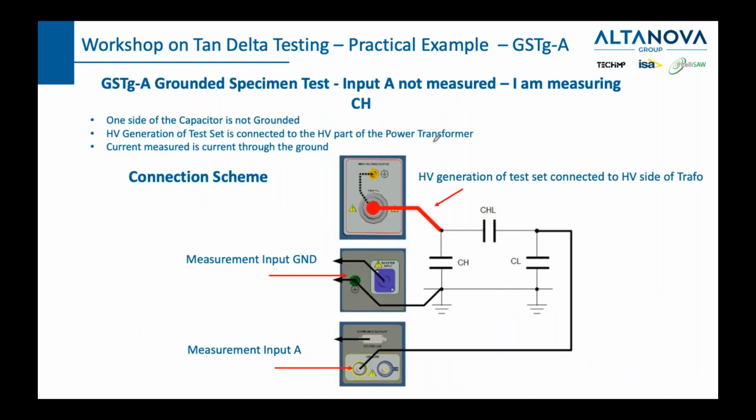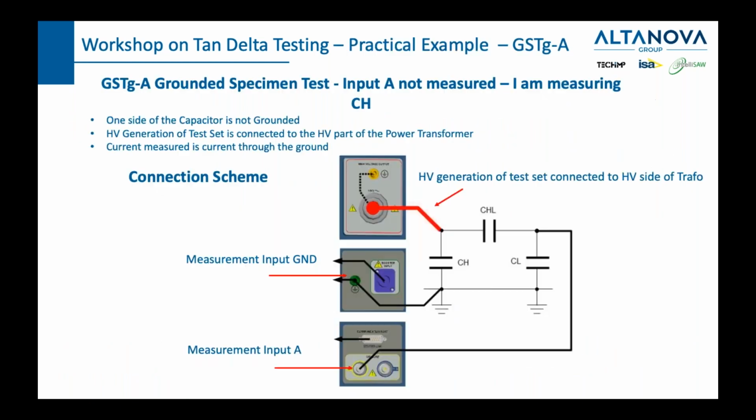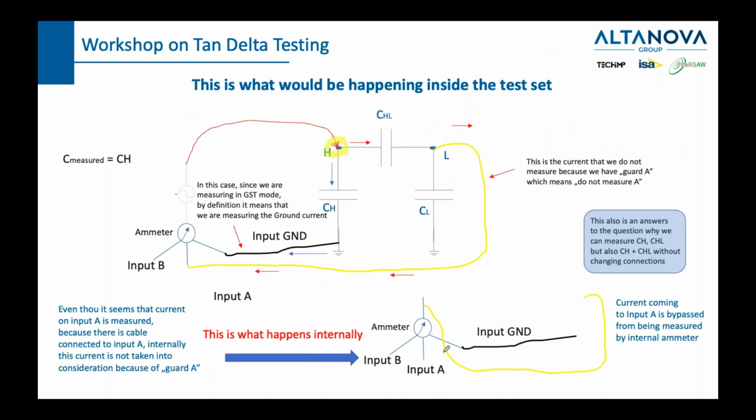If we want to measure CH, we need to use a GSTG method, which means, again, I'm generating 10 kilovolts here, and then again I have a current running through here and a current running through here. A GST method will, by definition, measure the current going through the ground. And even though I have a cable connected to input A, inside, since I'm using GST GA, guard A means I'm not measuring A, inside, I will bypass the ammeter like this. So I will just measure this current and I will measure CH.